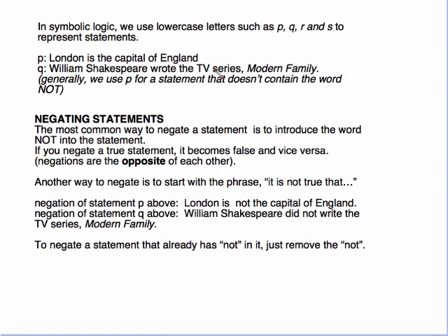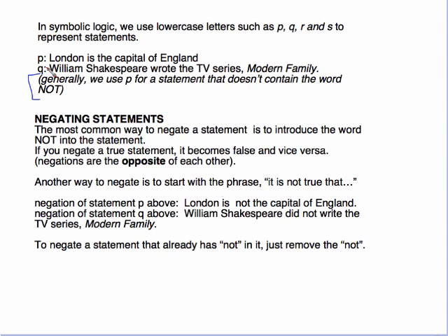In symbolic logic, we use lowercase letters such as P, Q, R, and S to represent statements. So you will see this. You'll see P, colon, London is the capital of England. Or Q, colon, William Shakespeare wrote the TV series Modern Family. One little comment here about statements: when we use P or Q for a statement, we generally go with the statement that doesn't contain the word not. And I'll talk about what we do about that not in a second.